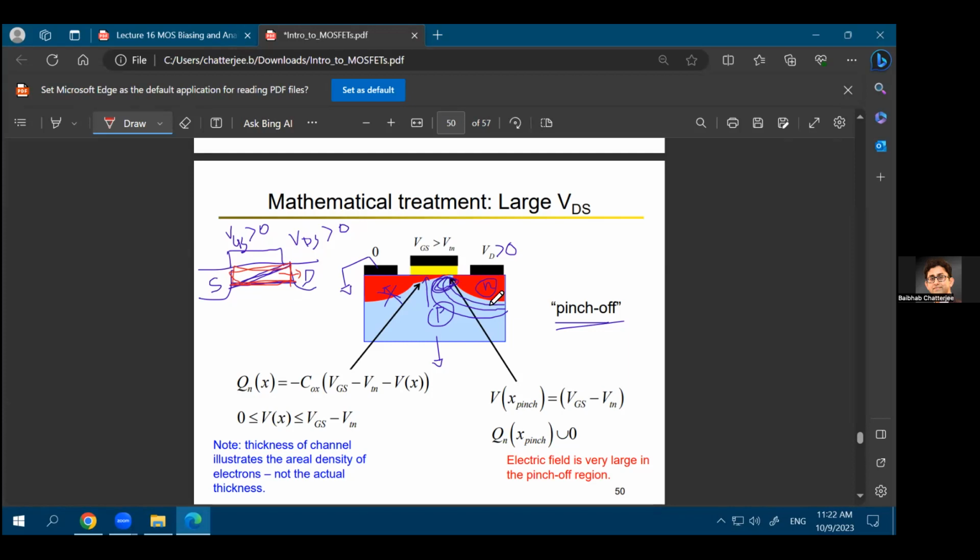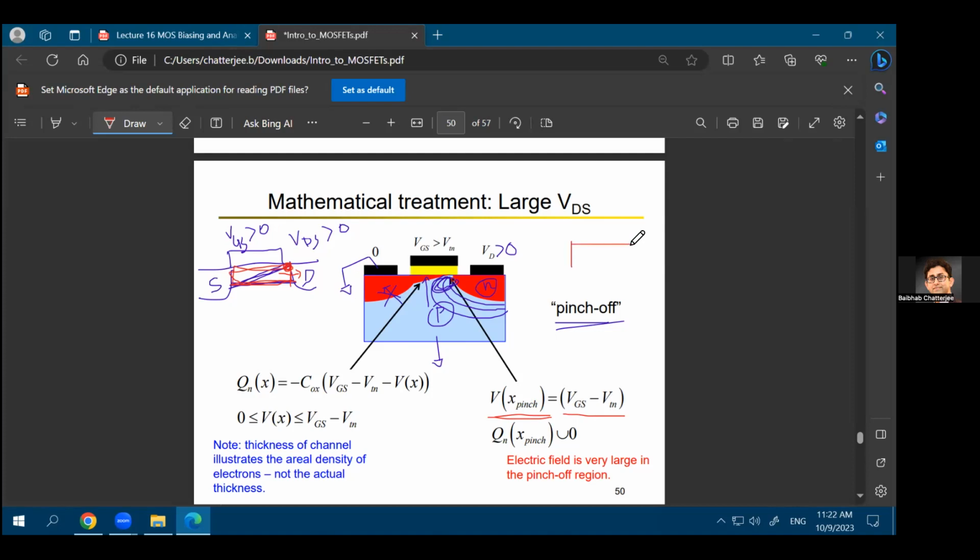So what is happening in this case is that when does the pinch off happen? First of all, the pinch off happens when the voltage at your drain side, so this corner, this junction of your channel and the drain, is equal to VGS minus VT. Okay, so you had applied VGS minus VT at this point.